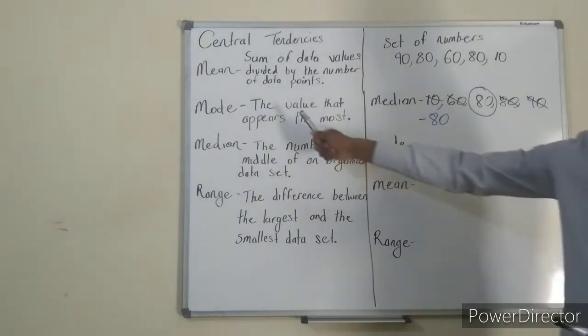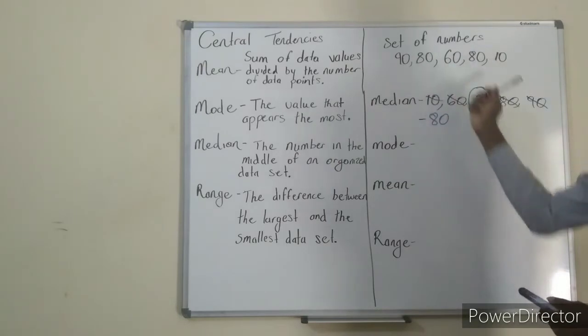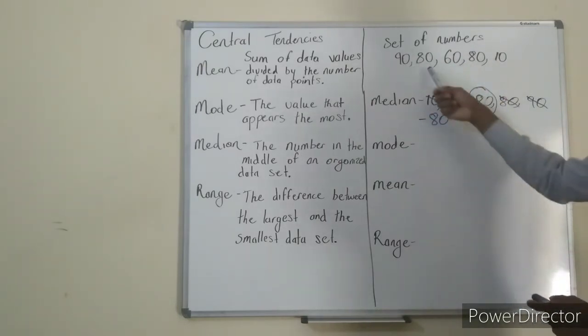Mode. Mode says the value that appears the most. Look at your data set. Which number appears the most? And that's 80.